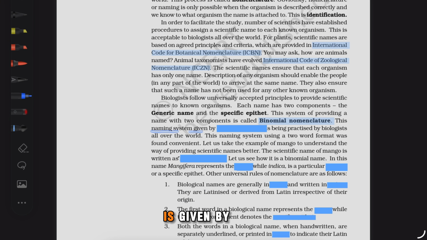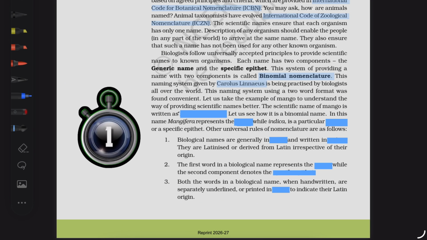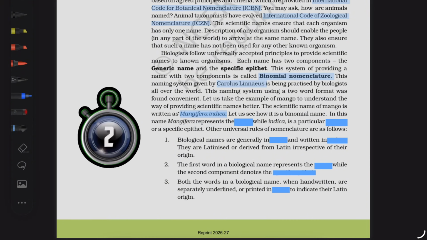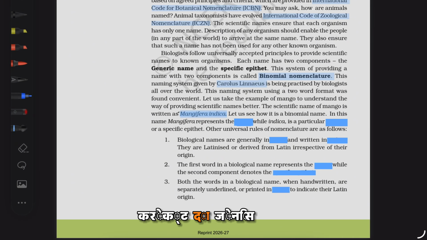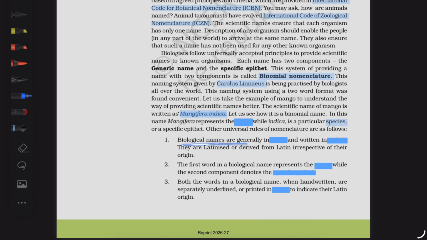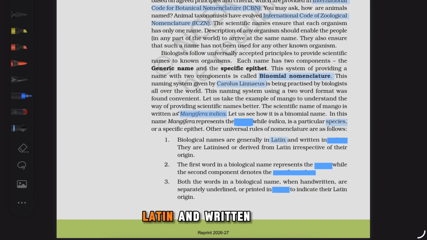This naming system is given by. The answer is Carolus Linnaeus. The next question: the scientific name of mango is written as. Right answer is Mangifera indica. In this name Mangifera indica, the name Mangifera represents. Correct, the genus. While indica represents. Correct, species. Biological names are generally in dash and written in dash. Right, generally in Latin and written in italics.